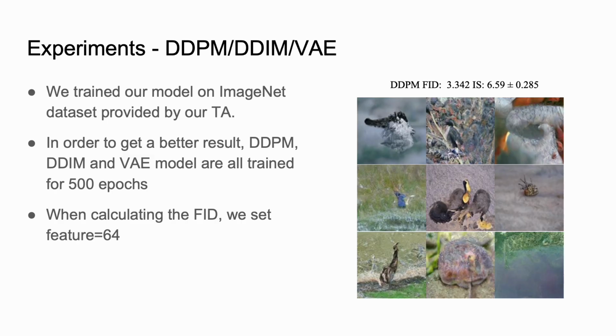3.342. However, if you look at the samples on the right, there is a clear disconnection between the metrics and the visual quality. While the model has learned the correct color patterns and textures of ImageNet, the generated images are not clearly recognizable objects.